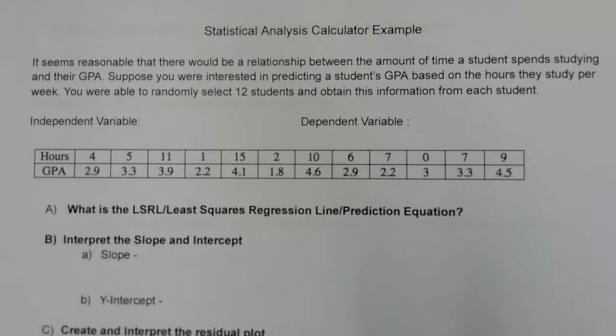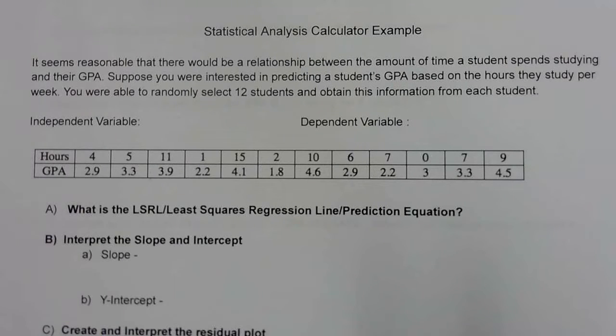All right, in this video, we're going to do a statistical analysis example using the calculator so we can go through all those steps. It seems reasonable that there would be a relationship between the amount of time a student spends studying and their GPA, or their grade point average. Suppose you were interested in predicting a student's GPA based on the hours they studied per week. You were able to randomly select 12 students and obtain this information from each student.